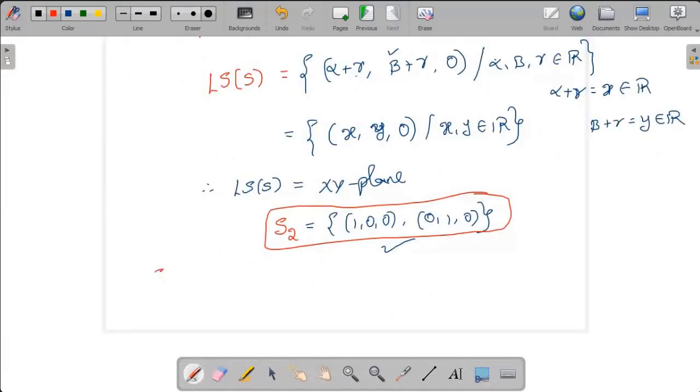Here if you observe, S1 generates the XY plane. S1 generates the XY plane. Similarly, S2 also generates the XY plane.